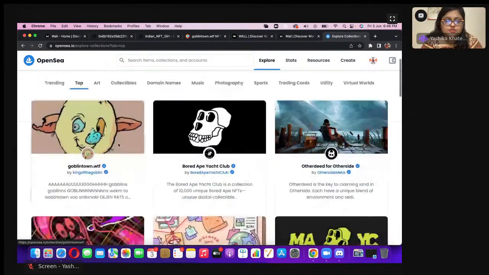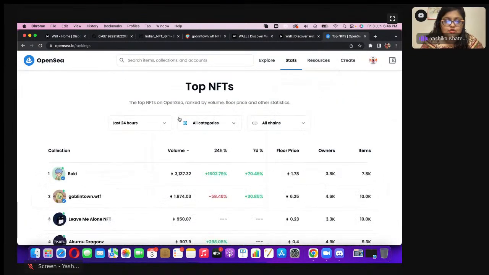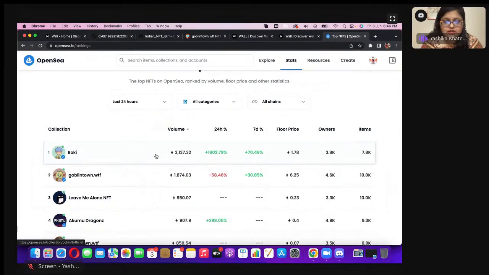If you go on top, right now we all know that Goblin Town is actually the craziest NFT project existing, because there's one more metric to understand these NFTs, and that is statistics. So if you go in rankings, and you want to see for the last 24 hours which NFTs have been the best performing, you would see that the Boki collection did a total of 3,137 ether in volume, and they grew by 1,600 percent in just 24 hours, and by 70% in 7 days, which means they just took off yesterday. Probably in the last 24 hours they just got too famous.